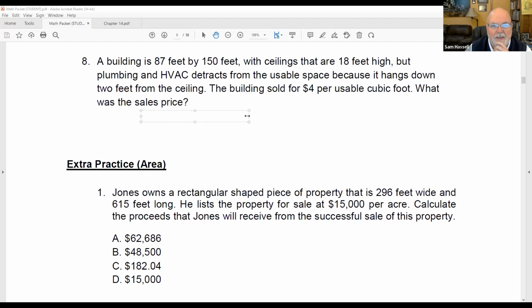In our particular case, we have 87 times 150 times 16, because it hangs down 2 feet, so we can't use those 2 feet. So it's only going to be multiplied by 16 to get us cubic feet, right? And that's going to be 208,800. That's how many cubic feet. Then we multiply that by $4, and that's going to give us 835,200.